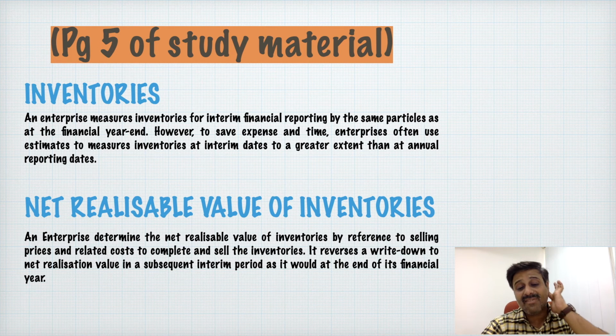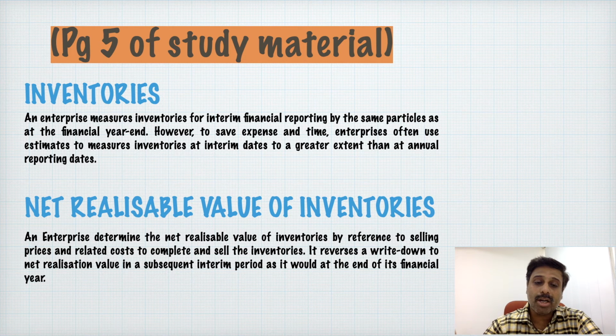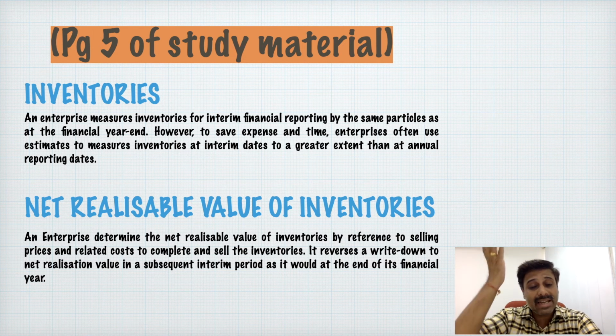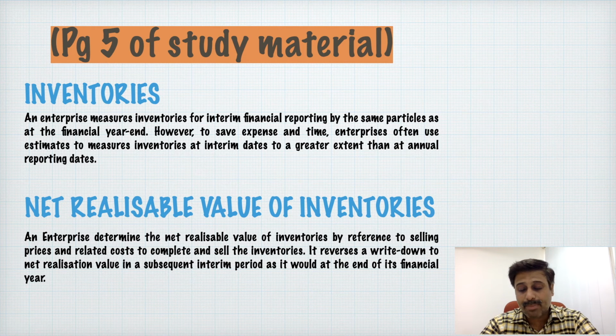In quarter 1, if the value has gone down, you can take cost price or market price, whichever is less. And in quarter 2, the same may be reversed if the market price has gone up again. So it is a discrete approach: the first quarter is different from the second quarter.